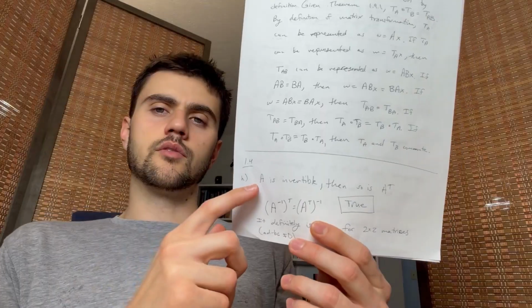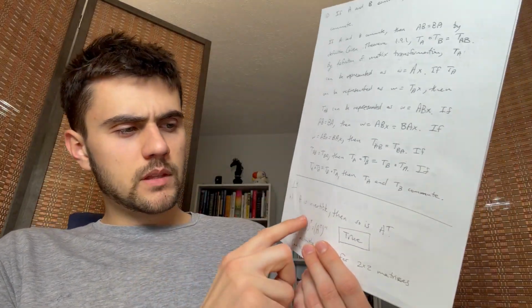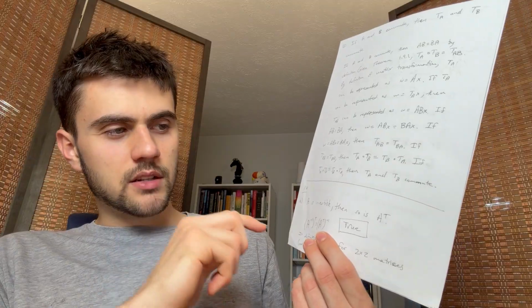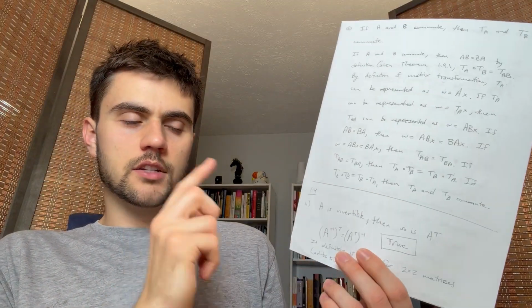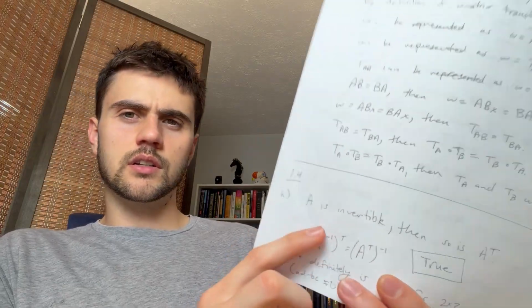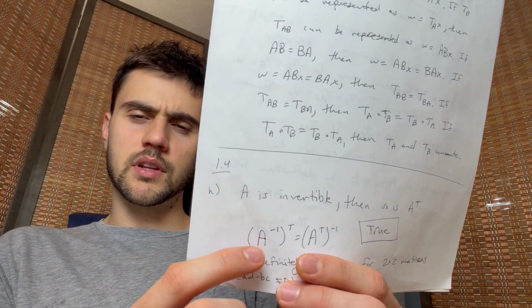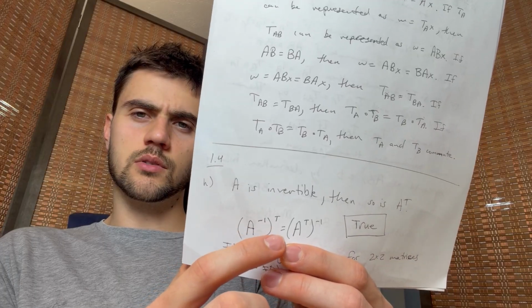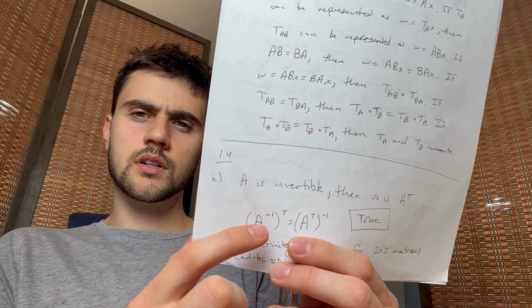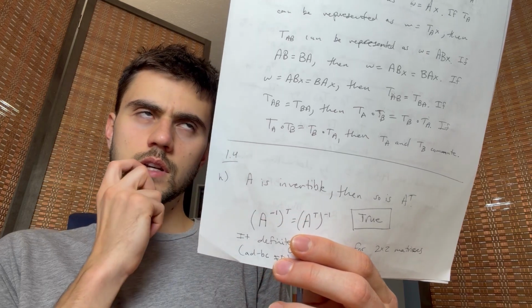Then we did a little review problem from 1.4. It's true or false: if A is invertible, then so is the transpose of A, and I said true. I remember seeing this. The inverse of the transpose is equal to the transpose of the inverse. Yeah.